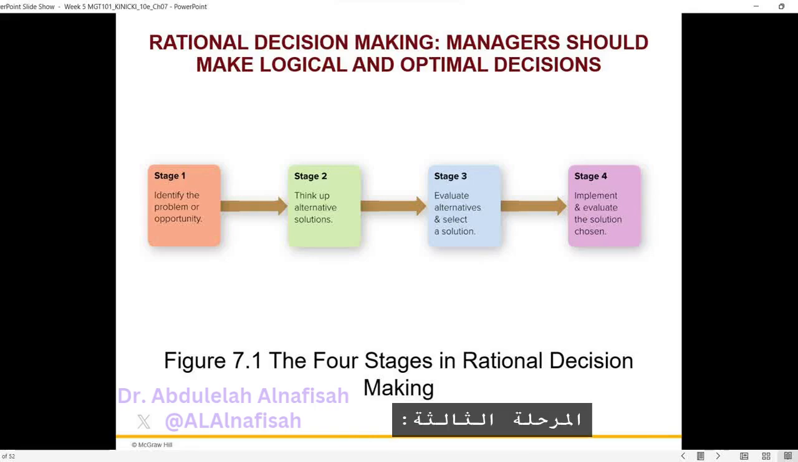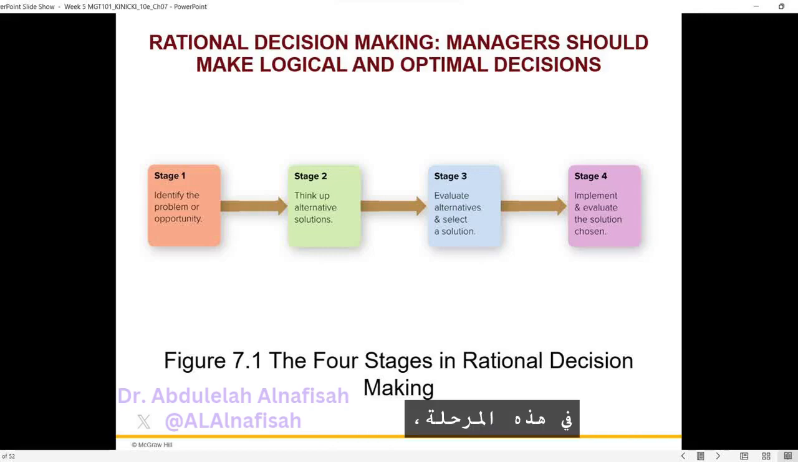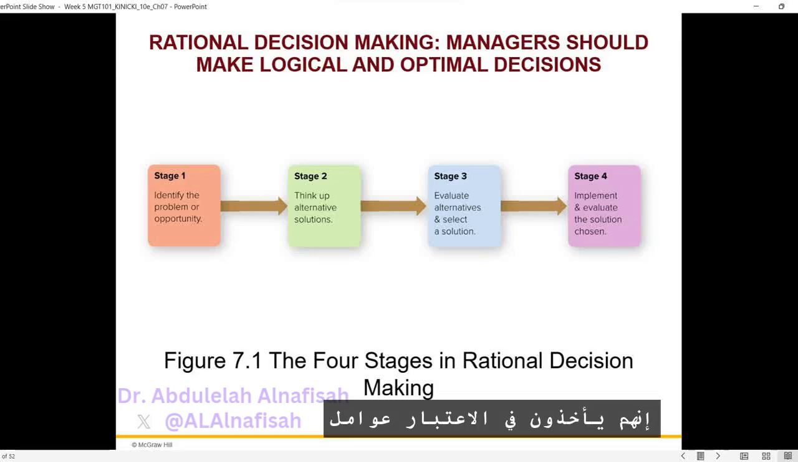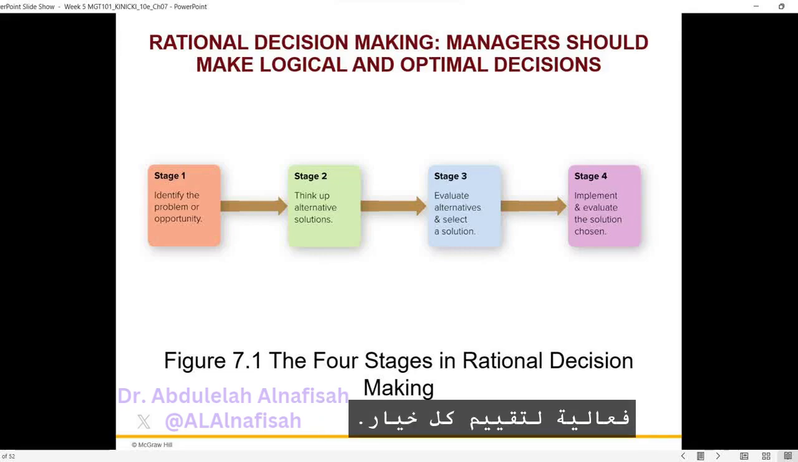Stage 3. Evaluate alternatives and select a solution. In this stage, managers assess the various alternatives generated in the previous stage. They consider factors such as ethics, feasibility, and effectiveness to evaluate each option. The goal is to choose the solution that best aligns with the organization's goals and values. Stage 4. Implement and evaluate the chosen solution.